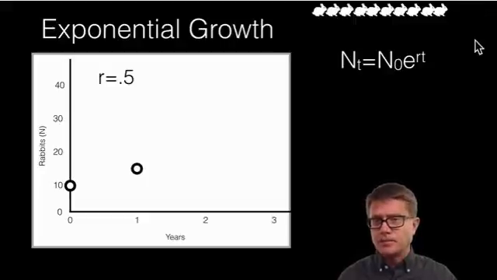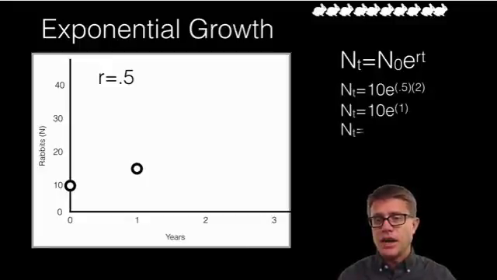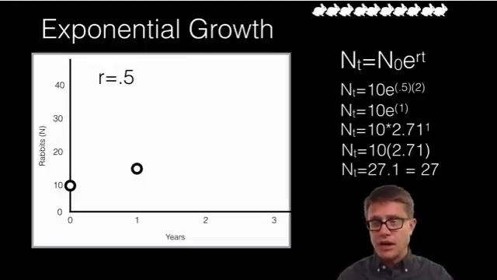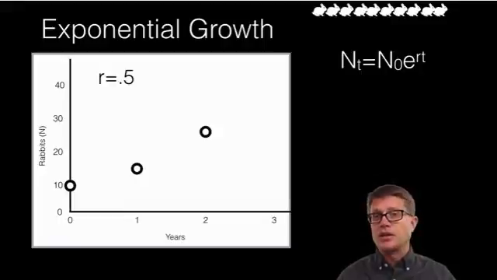So same thing. We're going to plug in our value of 0.5, but now our T value is going to be 2. Still have that same initial population, and so now it's going to be 2.71 raised to the 1 power. So what's that? That's simply 2.71. So if we work this out, now we're going to have 27 rabbits in that next year. You can see the population is increasing. We're starting to see that exponential growth.